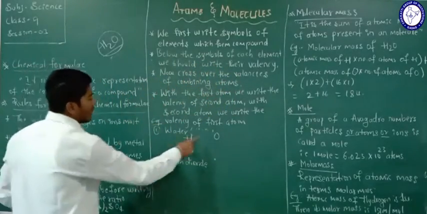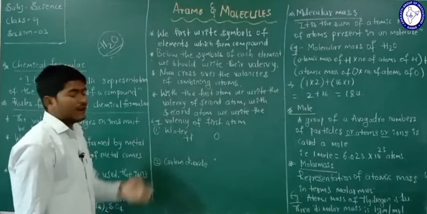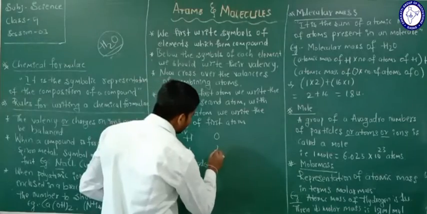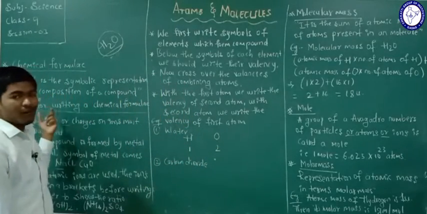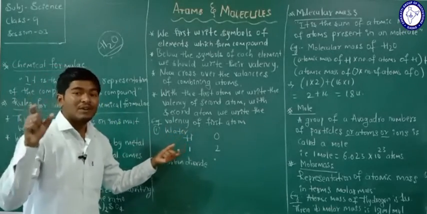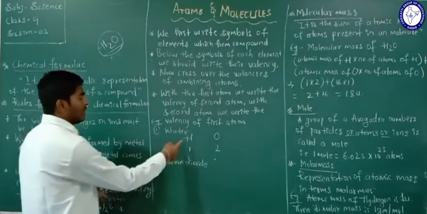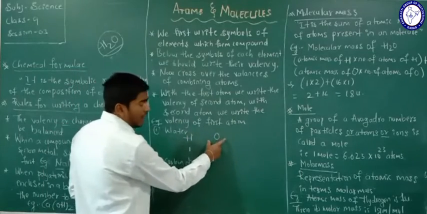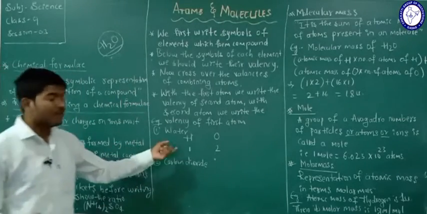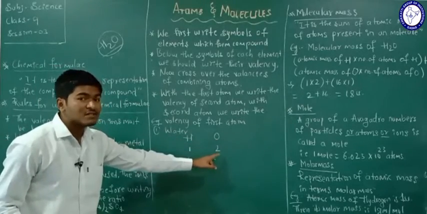We have to write the valencies below the symbols which we write. The valency of hydrogen is 1, the valency of oxygen is 2. Before writing the chemical formula of a compound, we have to first write the symbols of the atoms which the compound contains. The water contains hydrogen and oxygen atoms, so I am writing the symbol of hydrogen as H and the symbol of oxygen as O. And second step, we have to write the valencies of the atoms. The valency of the hydrogen atom is 1 and the valency of the oxygen atom is 2.